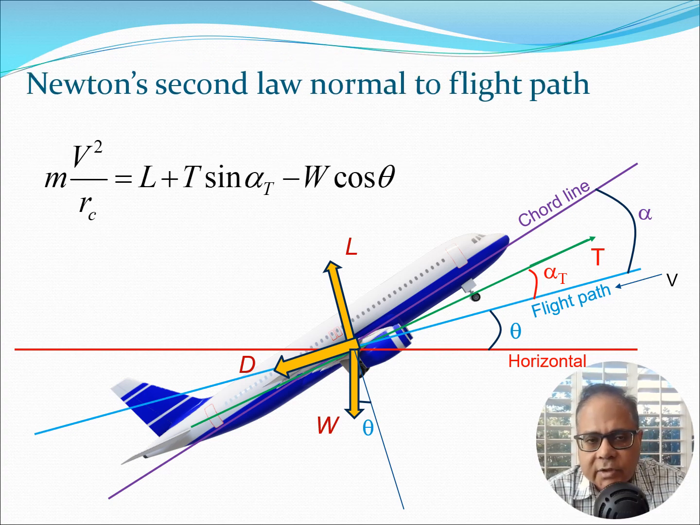Now let's look at Newton's second law normal to the flight path. Here again I have the flight path and normal to it is my lift vector, and I also have components of thrust and weight. This force is going to be balanced by the centrifugal force acting on the aircraft because of this movement. On the left hand side we have m v square by rc, which is the acceleration because of the centrifugal effects, and this is balanced by the lift plus T sine alpha t. You see here T is like this in the green arrow. The component along the L direction is T sine alpha t, and there is a minus W cos theta component. That's the component along this direction. This gives us the second equation, which is normal to the flight path.